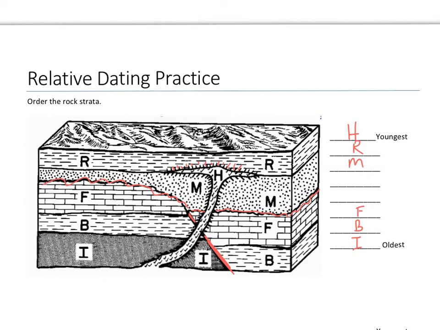The reason why I know that F, B, and I formed before either one of them is that they're both affected by it. So layer F, or stratum F, has some erosion at the top of it, so we know that this erosion, this unconformity, happened after F was laid down. So the question becomes, did the erosion happen first, or did the faulting happen first?